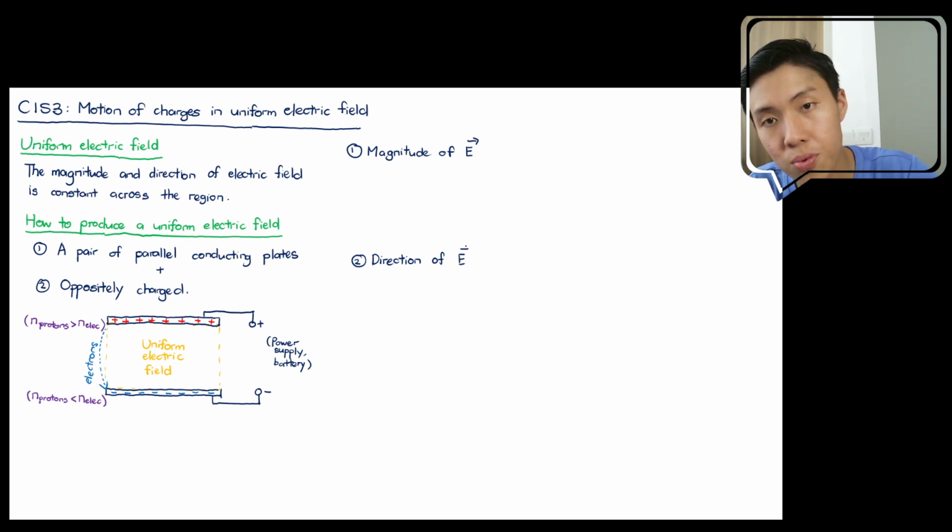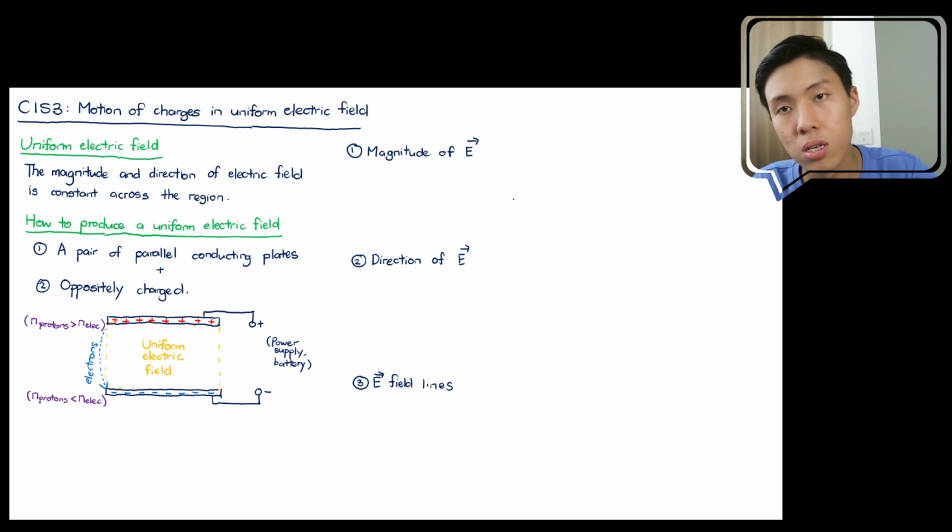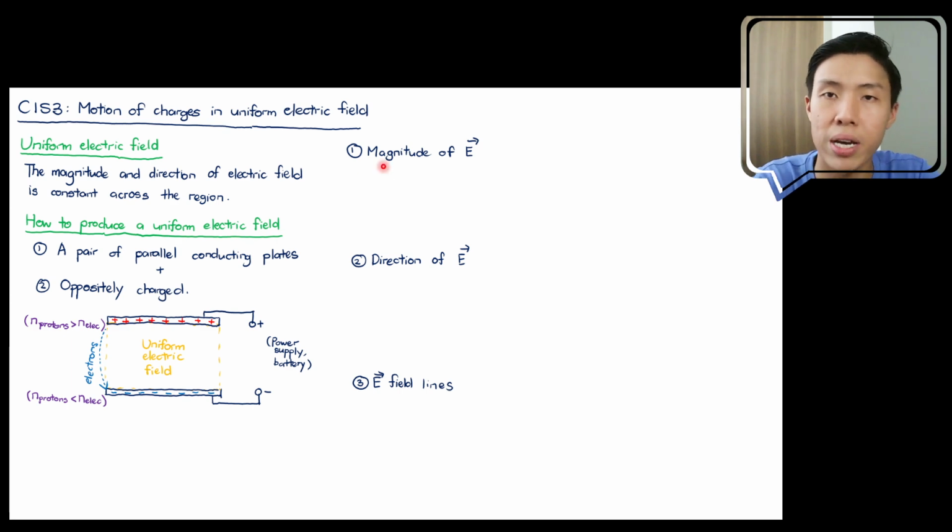The last thing that we're going to do, which is actually not strictly in the syllabus, but I think it's good for you to have an understanding of, is electric field lines. What do electric field lines look like? First of all, we talk about the magnitude.